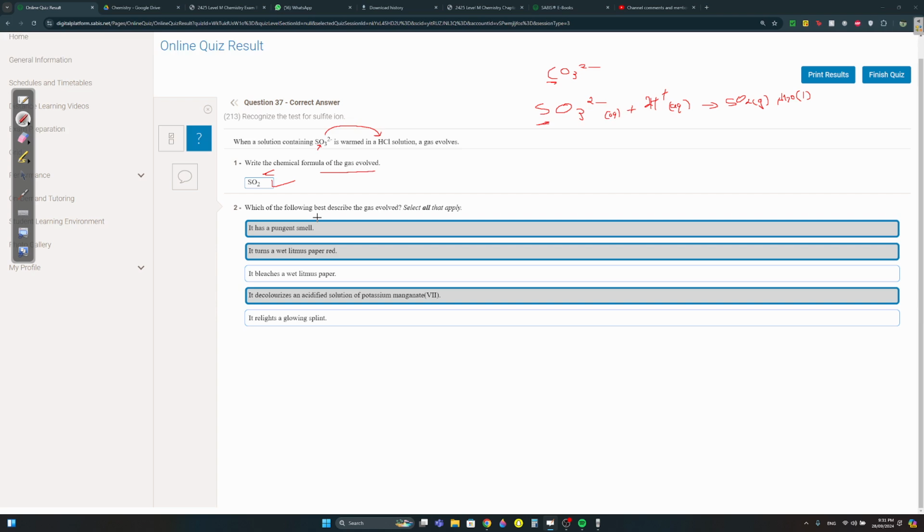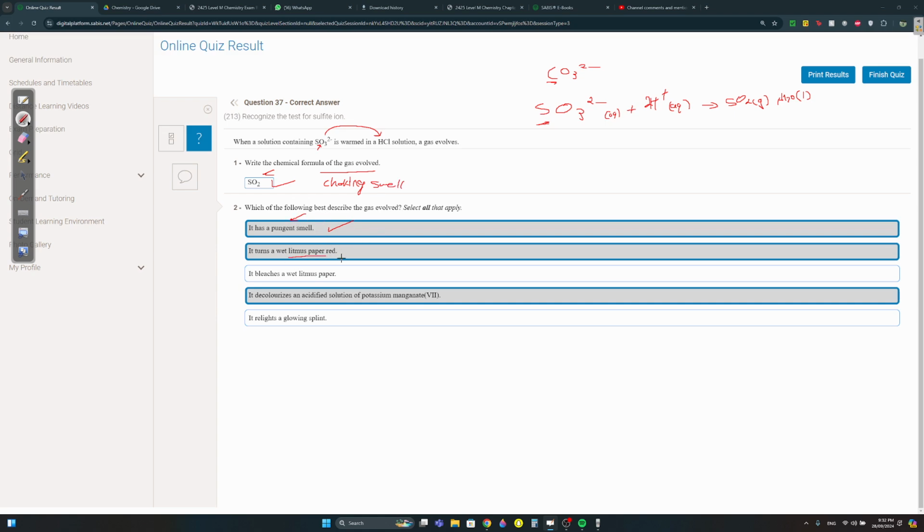What is true about SO2? This one is wrong, definitely wrong. It doesn't have a pungent smell, it has a choking smell. Let me make sure of this though. Okay, never mind, I checked it. Apparently this is correct as well. Sulfur dioxide has a choking smell. That's what I know. Apparently a choking smell is the same as a pungent smell.